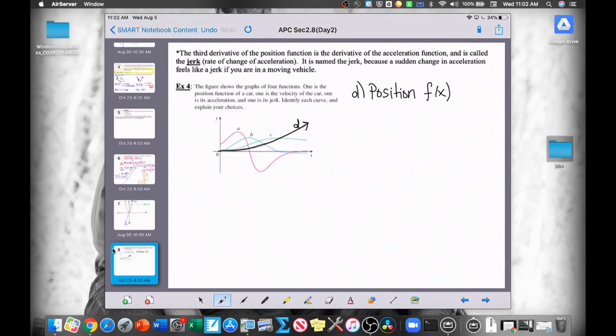And the reason that I would say this is because the function is always increasing and the slope is always positive. So let's write that down. The function is always increasing and the slope is always positive.